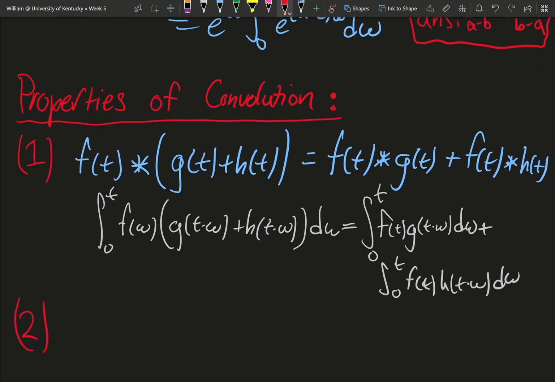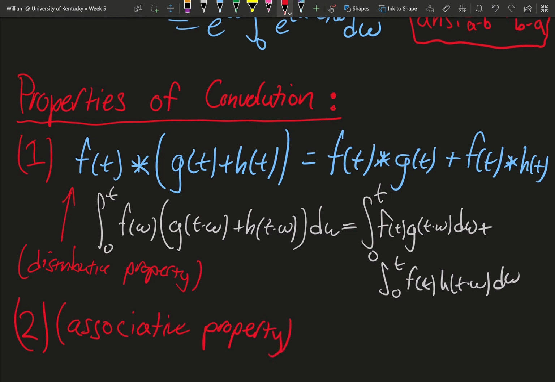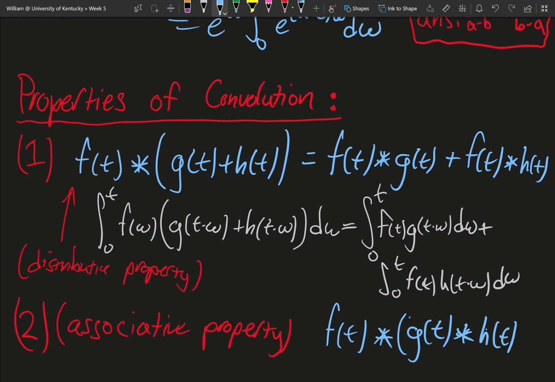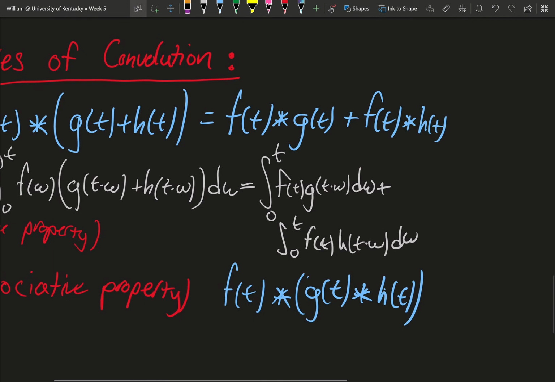The second, so yeah, this one's called distributive property. This next one is associative property. This one's a bit harder to show, but the crux of it is that it doesn't matter if I have to do 3 convolutions, or really 2 of them. It doesn't matter what order I do them in.